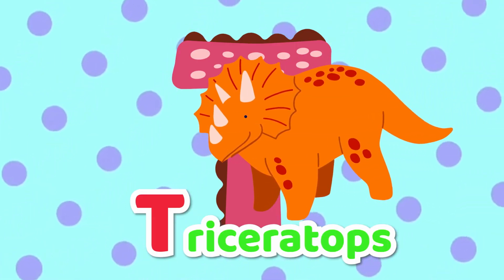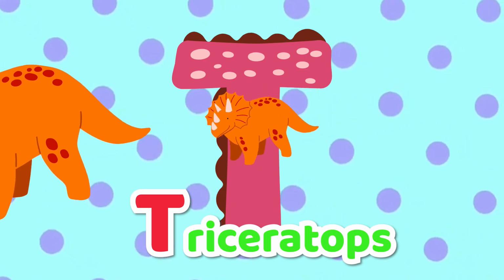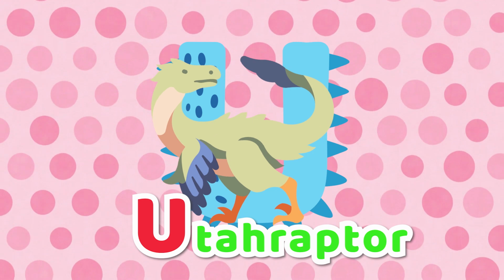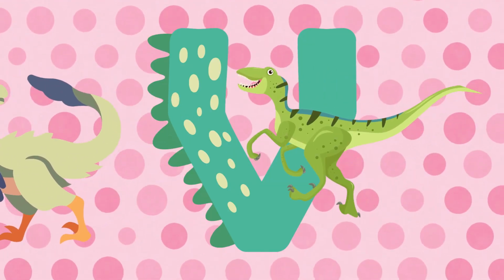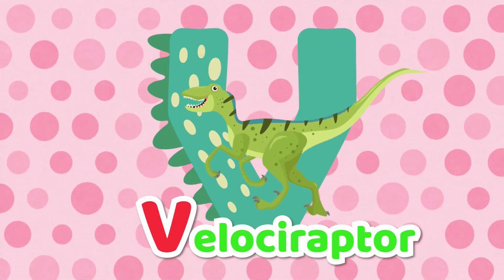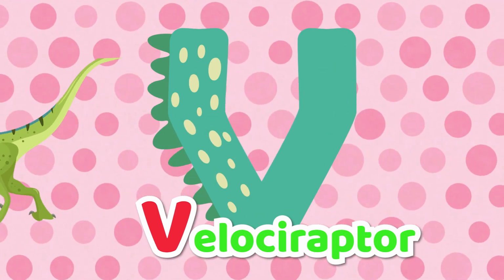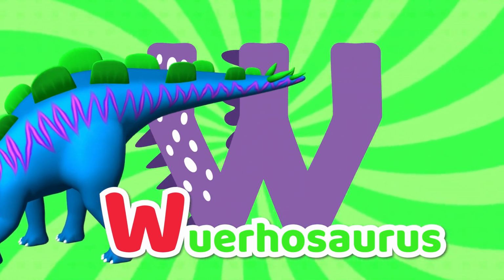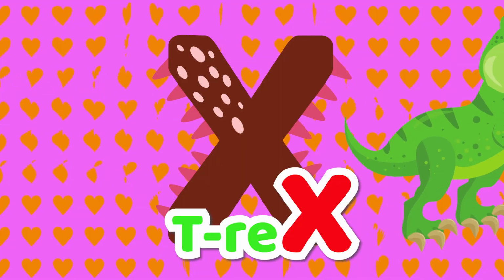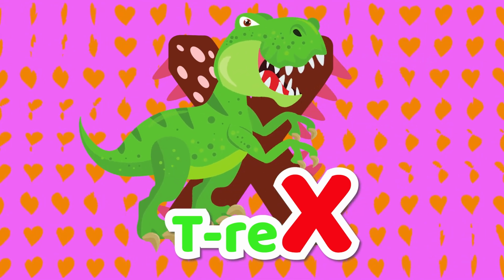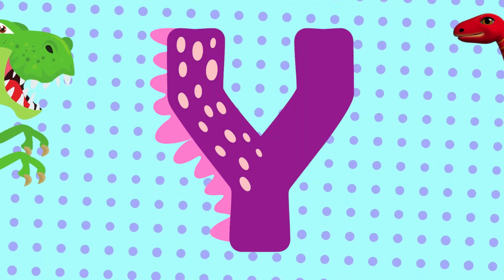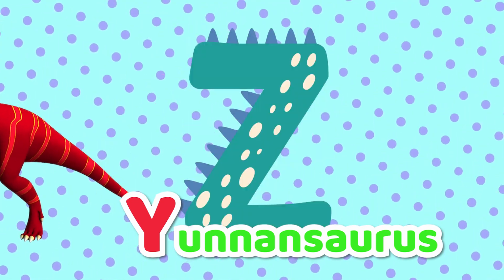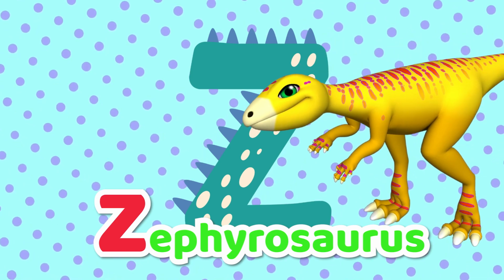T for Triceratops. U for Utahraptor. V for Velociraptor. W for Wosaurus. X for T-Rex. Y for Yunnanosaurus. Z for Zephyrosaurus.